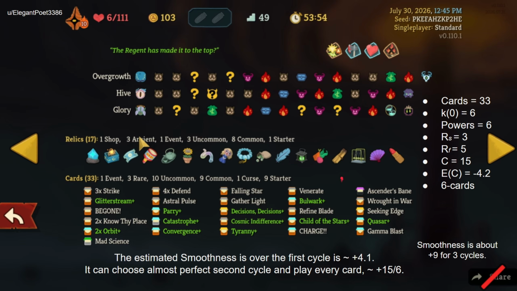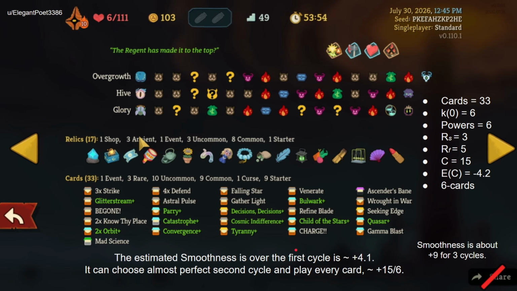There are 15 high compression cards through the first cycle of this deck, and if we take the expected surplus of those high compression cards, that's -4.2, 15 green cards into 33 cards, and it's also a 6-card hand. There is a Tyranny Plus in here as well. So the estimated smoothness over the first cycle is +4. It can choose almost any perfect second cycle and play out every card, because we're changing the deck quite a lot with Tyranny and with Begone, and with additional cards to the deck, like with Quasar.